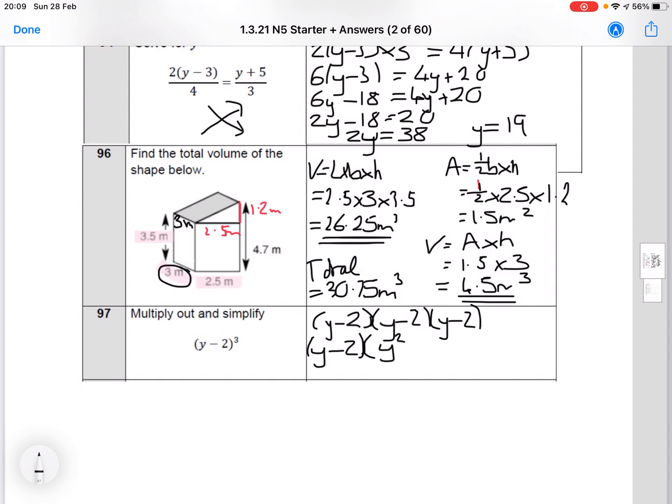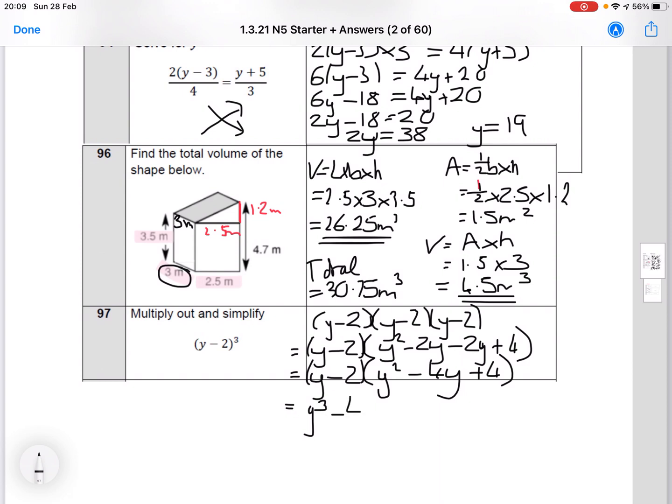So here we would get y squared minus 2y plus 4. And I'm just going to tidy that up first of all before I go on and do the next part. So we would get y squared minus 4y plus 4. And then we would multiply out these brackets as one with 2 terms, one with 3 terms. So I'm going to multiply the entire second bracket by the y first of all. So that will give me y cubed minus 4y squared plus 4y, and then I'm going to multiply everything through by the minus 2. So minus 2y squared plus 8y and minus 8.